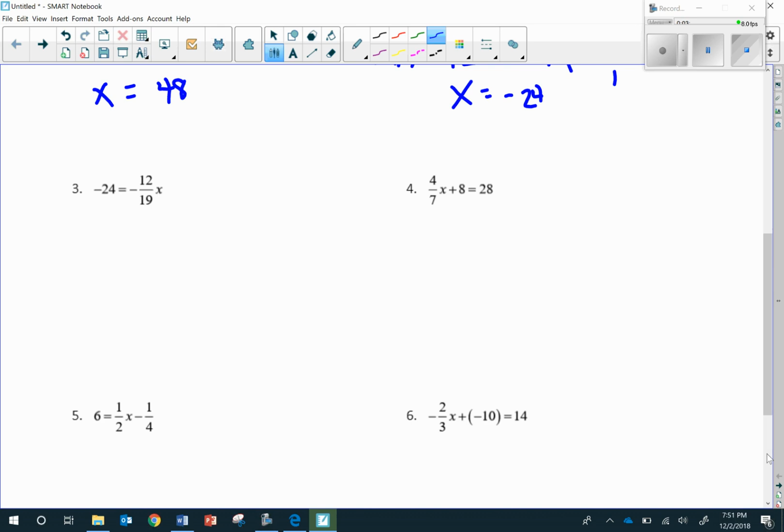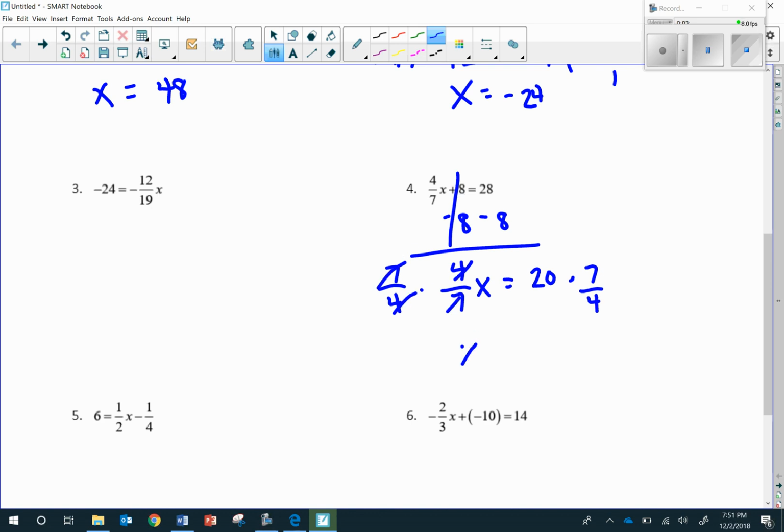Number 4 is a two-step equation. So remember, we want to get x by itself in order to solve for x. So the first thing I'm going to do is get rid of the 8 and subtract 8 from both sides. When I do that, my 8's cancel, and I'm left with 4/7 x equals 20. I'm going to multiply each side by 7/4, as that's my multiplicative inverse or reciprocal. When I do that, everything on this side cancels. I'm left with x equals 4 goes into 4 once, into 20 five times. I'm left with x equals 35.